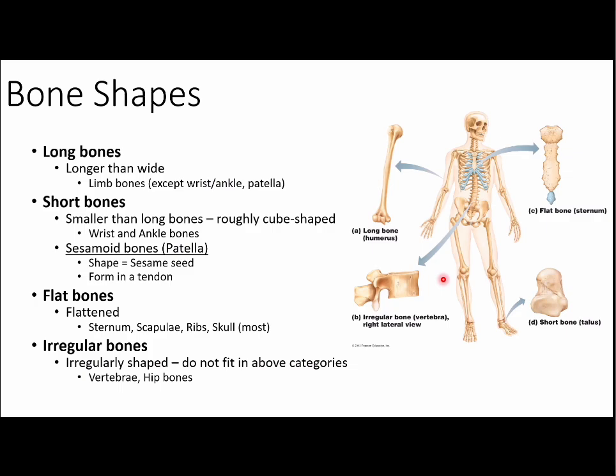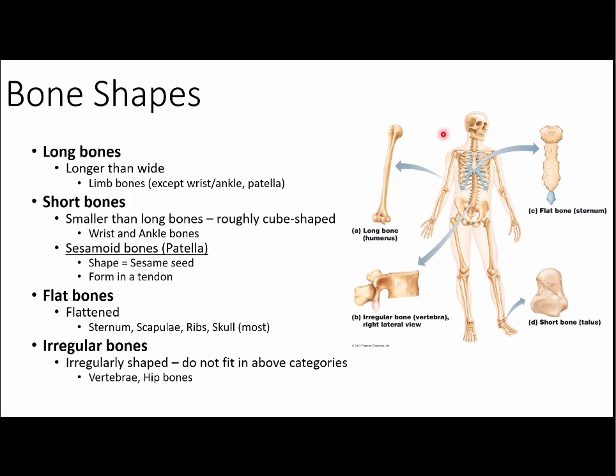Then we have our flat bones, and just like it says in the name, these bones are flat. So the majority of the bones in your skull make up flat bones. Also, our breastbone, which is the sternum right here, is made up of flat bones. Our ribs are flat bones. Even though they have curvature to them, they're still flat. So our ribs are also part of our flat bones. And then our scapulae, which you can't see right here, but they would be behind on the back side of the skeleton. Your scapulae are flat as well, and they are flat bones.